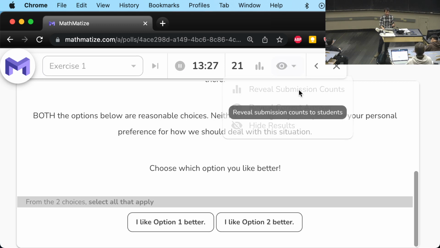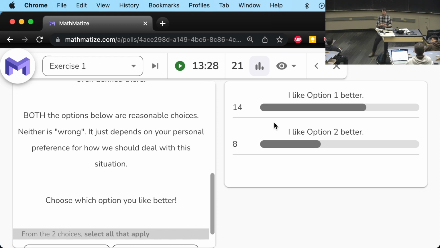Let's see what people said. People like option 1 better. That means you guys are a friendly, accepting bunch, right? Like you're OK with the function not being defined. And of course, what is the right answer? They're all correct. Both of them are correct because, like I said, it's just a difference of opinion.